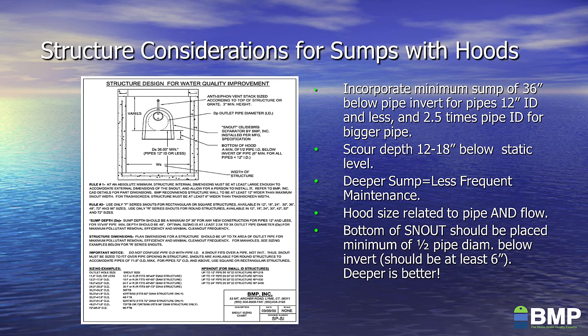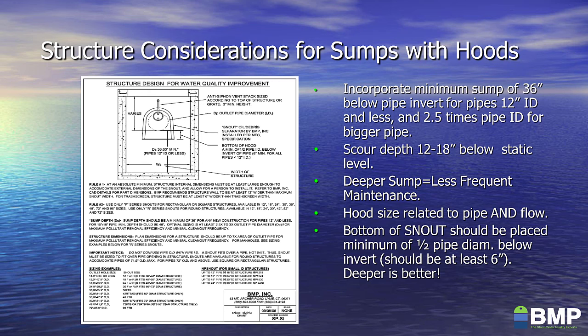Structure considerations for sumps with water quality hoods. It's important to think about your structure and the sump depth. And again, by sump depth, we mean the distance between the bottom of the pipe and the bottom of the structure. Our general recommendation is to have a minimum sump depth of 36 inches for pipes that are 12-inch ID or less.